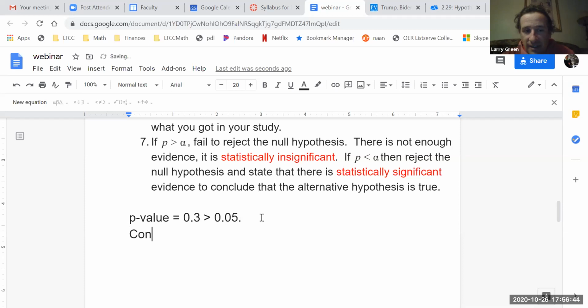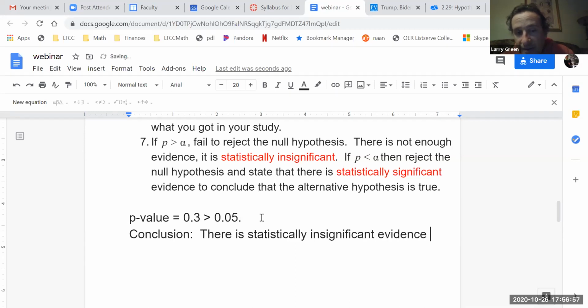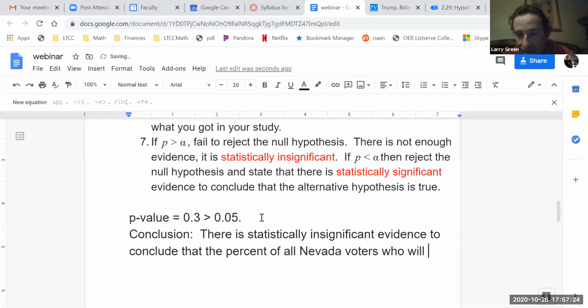So the conclusion is that there is statistically insignificant evidence to conclude that the percent of all Nevadans, how about Nevada voters, who will vote for Biden is larger than 50%.